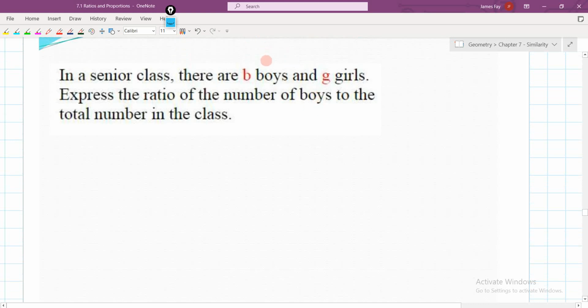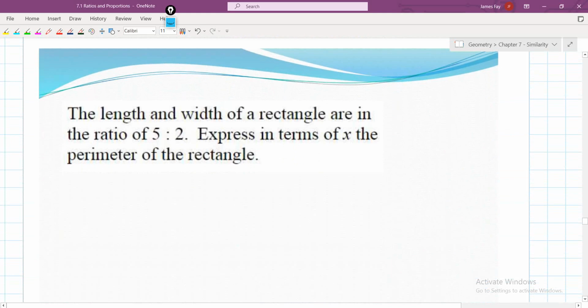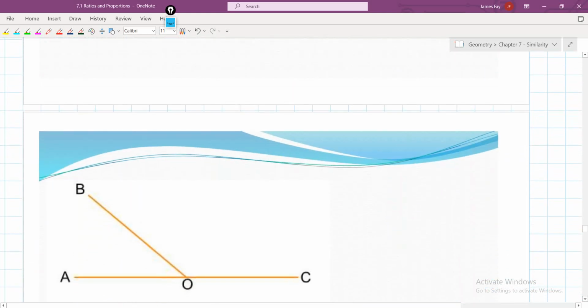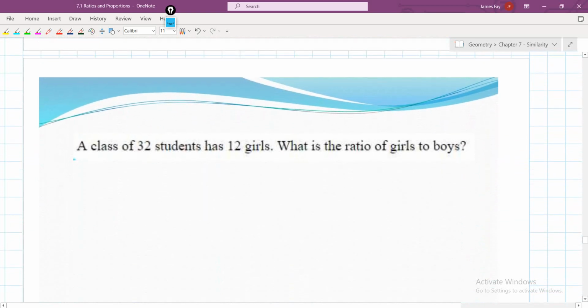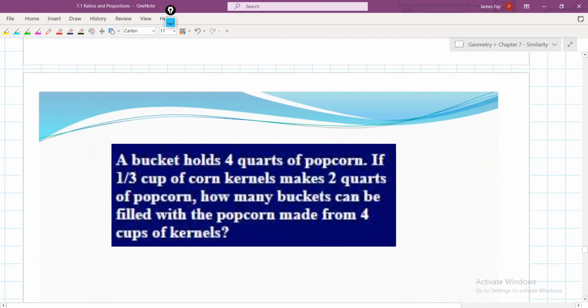Actually, this question is totally void of numbers, but it says in a senior class there are B boys and G girls. Express the number of boys to the total number in the class. Well, boys to total, total is going to be the combination, the sum of those. So we're going to have that. I'll skip a couple of these.